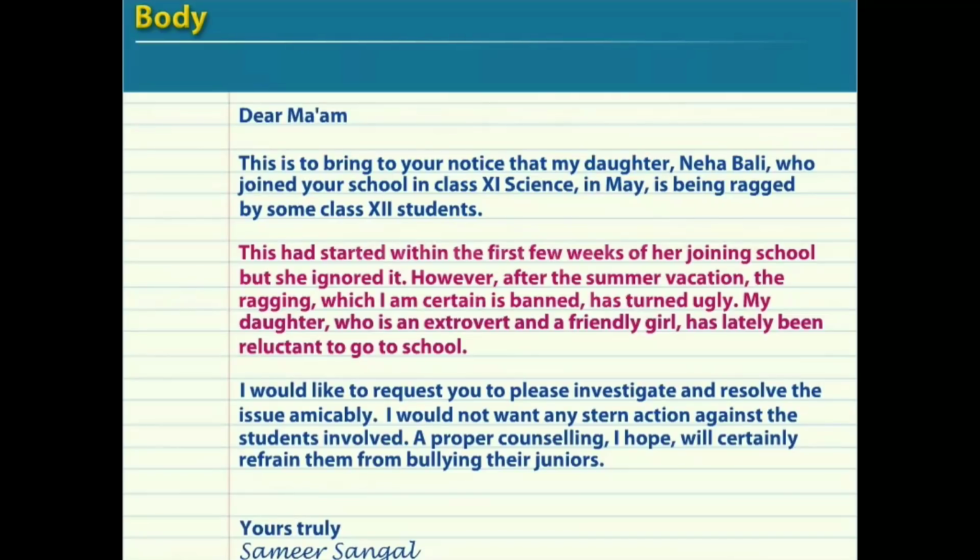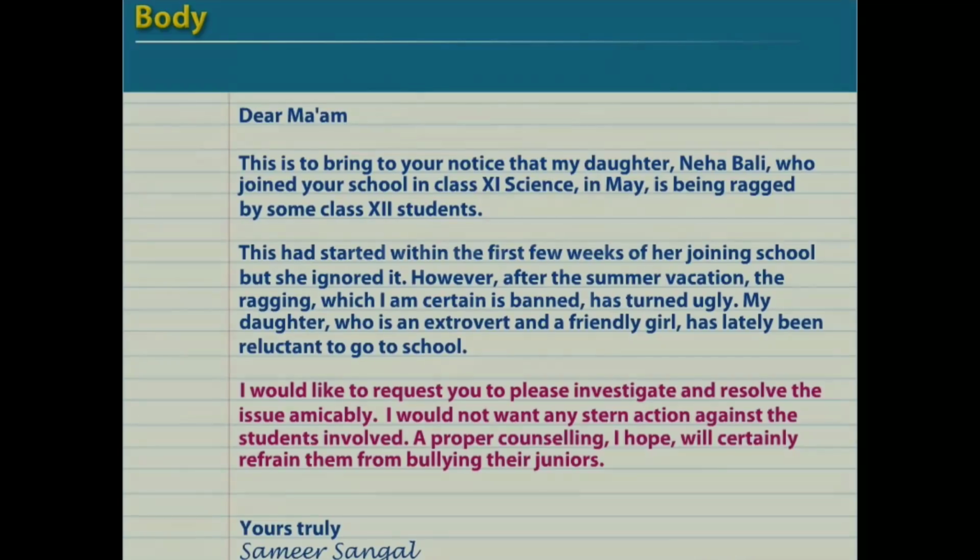Provide information that you regard significant. In the third paragraph, sum up the letter with a polite request for an action, a suggestion, or an appeal. In this paragraph, mention what you want the official to do.